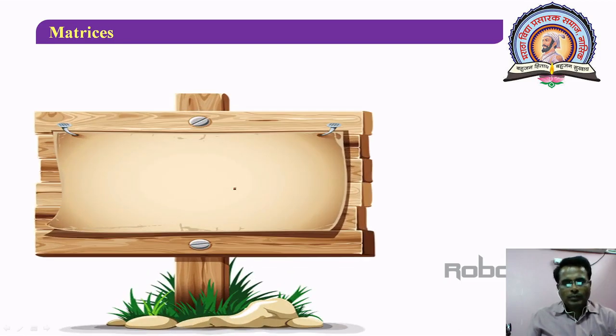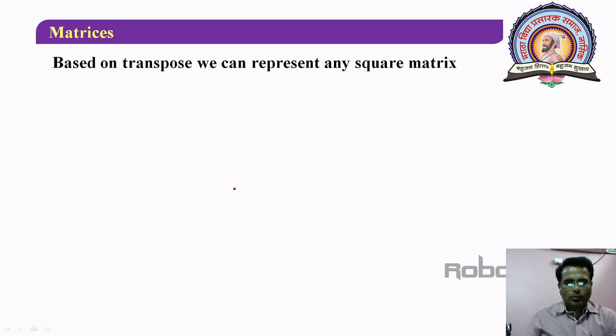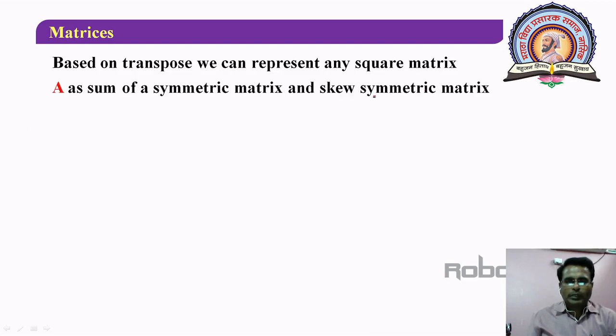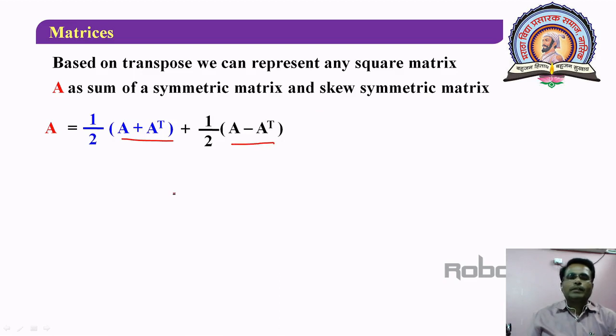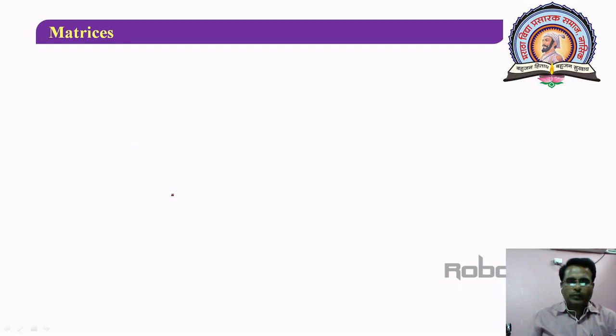Next we can consider one simple application of this transpose, and that is very useful in JEE also. We will represent any matrix using its transposes. So based on transpose we can represent any matrix A as a sum of symmetric and skew symmetric matrices. When you consider any matrix A, then A plus A transpose is always symmetric and A minus A transpose is always skew symmetric, and therefore 1/2 (A plus A transpose) is a symmetric part, and 1/2 (A minus A transpose) is a skew symmetric part of A.